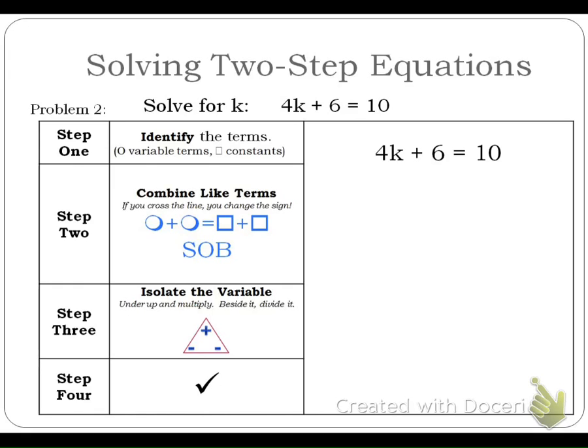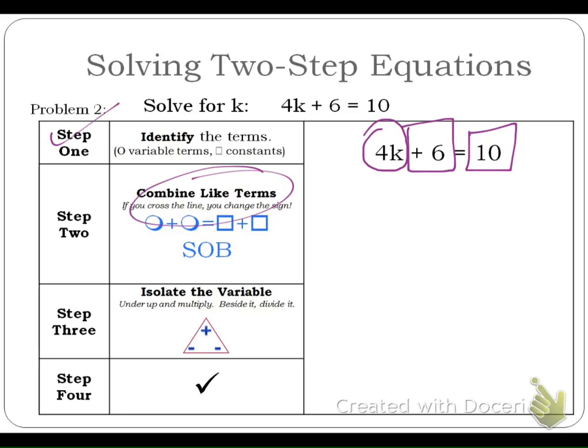Alright, step 1, let's identify our terms, just so that we know what we need to do first and second. So, I'm going to put a circle around my variable terms. Sorry, that's a pretty big circle. There we go. A square around my constants. So I notice that I do have constants that I need to combine, and I even have a coefficient that's next to my variable. But I know that I need to combine my like terms first.